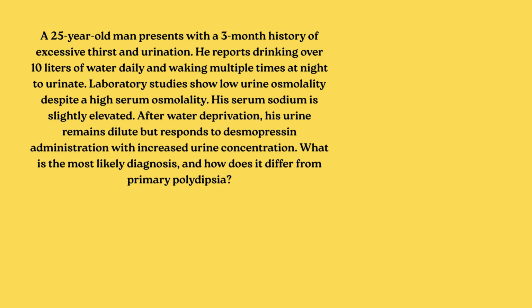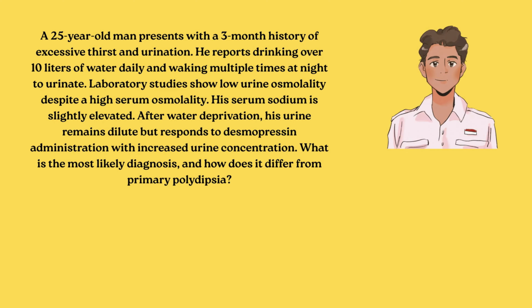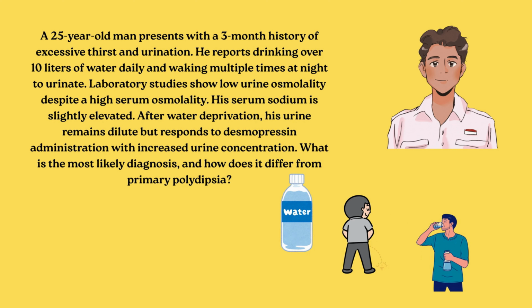Okay, so let's start with a USMLE style case vignette. A 25-year-old man presents with a 3-month history of excessive thirst and urination. He reports drinking over 10 liters of water daily and waking multiple times at night to urinate. Laboratory studies show low urine osmolality despite a high serum osmolality. His serum sodium is slightly elevated.